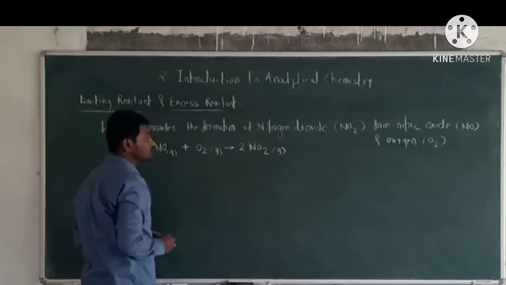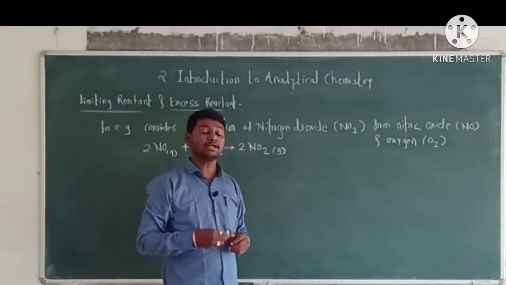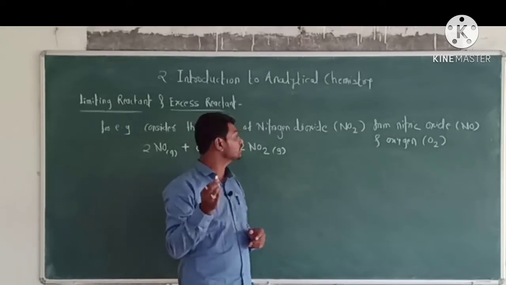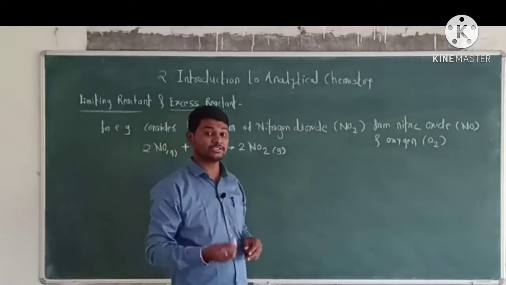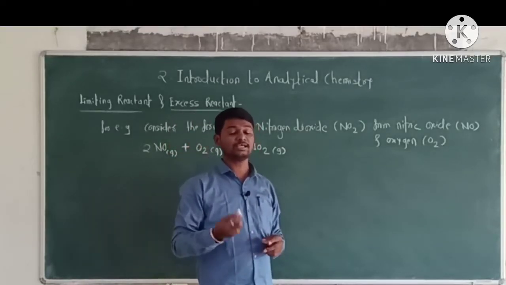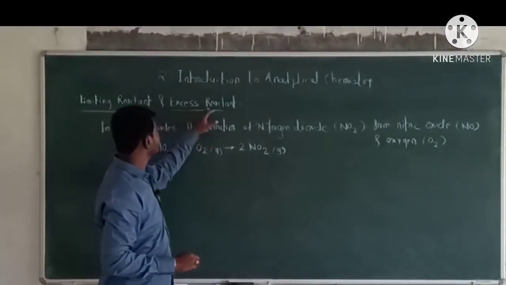The reactant which is present in an excess amount in a chemical reaction and remains unreacted is called the excess reactant. The excess reactant is the reactant that is present in an excess amount and remains unreacted in a chemical reaction.